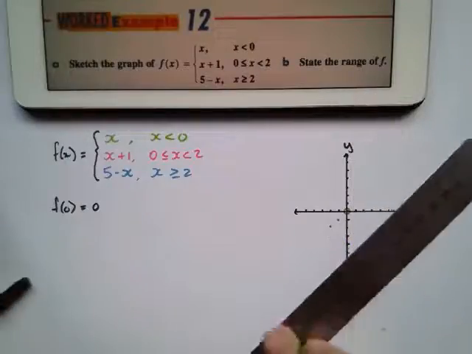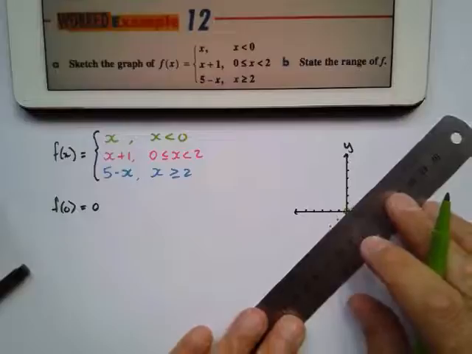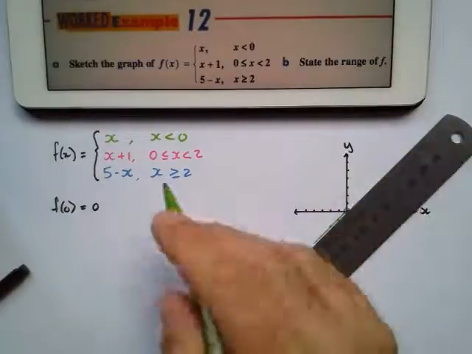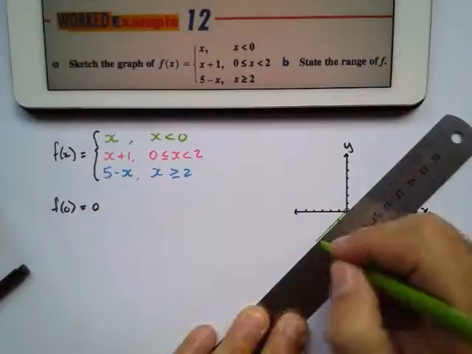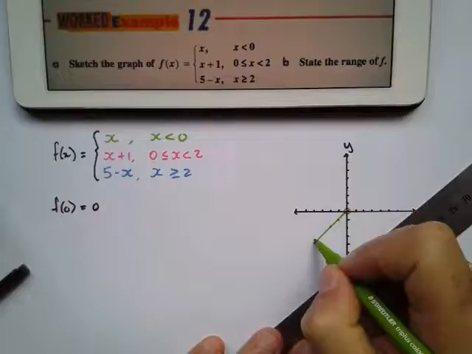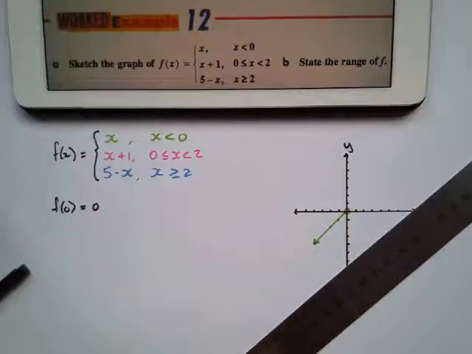And you quickly see then we've got a line that goes like this. It starts at infinity and it goes up to that point. So the graph looks like that for the first bit.